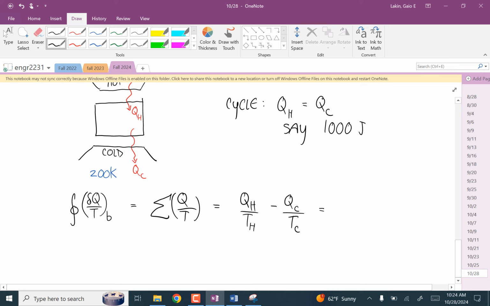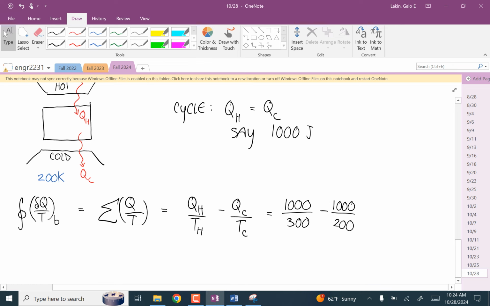And so this is, we said these are both 1,000. So 1,000 divided by the hot temperature minus 1,000 divided by the cold temperature. And what you get is now 3.33 minus 5. So you get negative 1.6 repeating. And this is in units of joules per Kelvin.